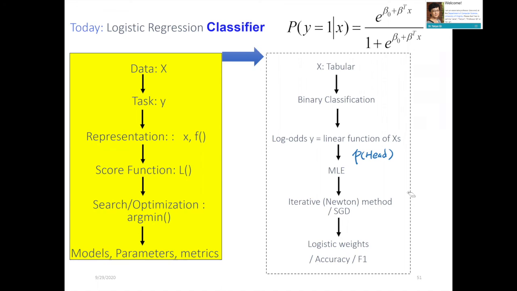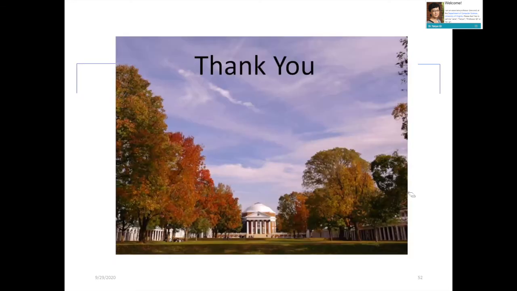The way we formulate the loss function is in fact a maximum likelihood formulation. We maximize the likelihood, which is equivalent to minimizing the negative log likelihood. There are different ways to solve it. You can solve it by iterative Newton's method, which is an exact solution, or by stochastic gradient descent. In the next section, we're going to cover how you evaluate the performance of classification models. And I think this is all I want to talk about today.